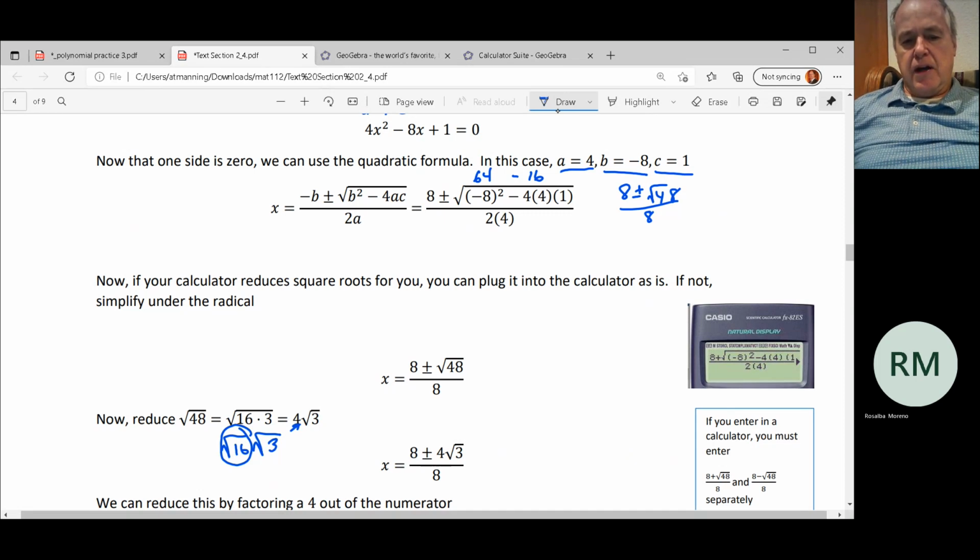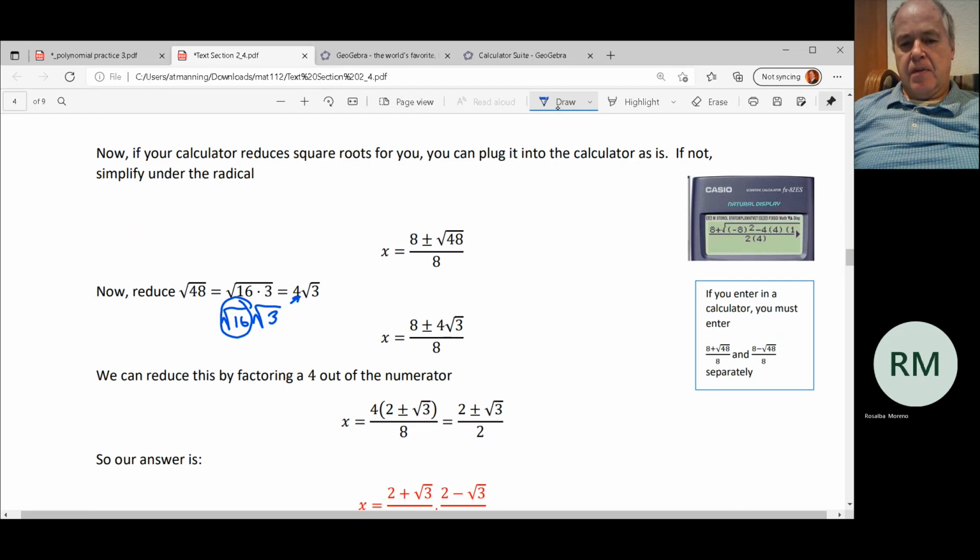I have the square root of 3 left because I can't reduce the square root of 3. But don't forget, it's still 8 plus or minus 4 square root of 3, all over 8. Don't forget there is a plus or minus in there.